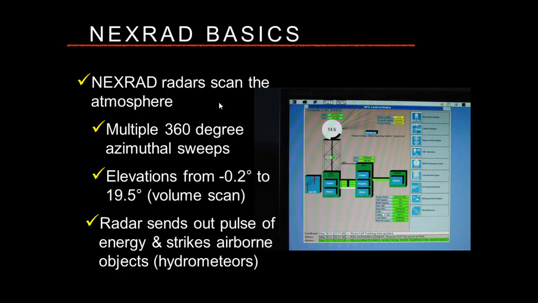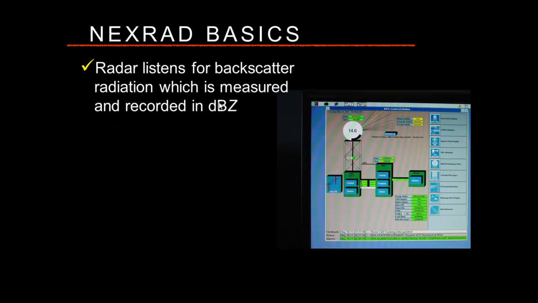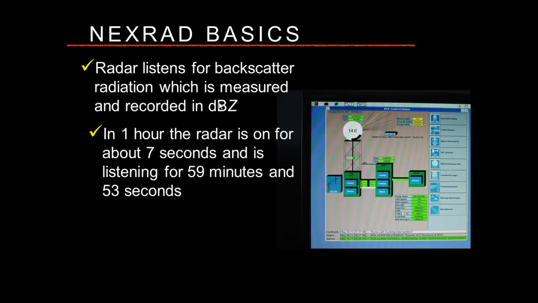The radar sends out a pulse of energy, and that strikes airborne objects. We typically call those hydrometeors. Of course, those radar pulses get reflected back. We call that backscatter, and that backscatter is measured and recorded in decibels of Z, or dBZ. So for your next hangar party, you can impress all your pilot friends by telling them that in 1 hour of radar operation, it's only transmitting for about 7 seconds, and it's listening for 59 minutes and 53 seconds. So a lot more listening is going on than actually transmitting.